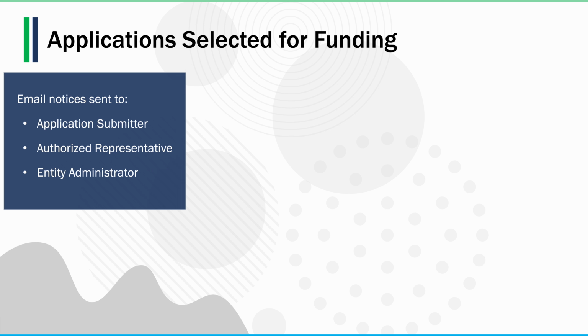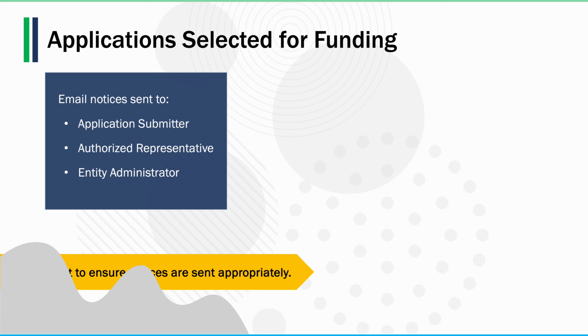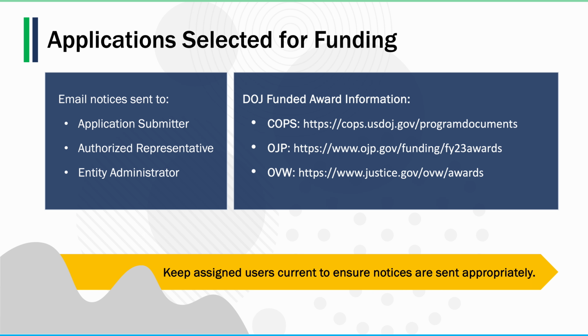If your application is selected for funding, email notices will be sent to the application submitter, authorized representative, and entity administrator. Assigned users must be kept current to ensure notices are sent to the appropriate entity contacts. DOJ funded award information for the Community-Oriented Policing Services Office, Office of Justice Programs, and Office on Violence Against Women are found at the websites listed here.